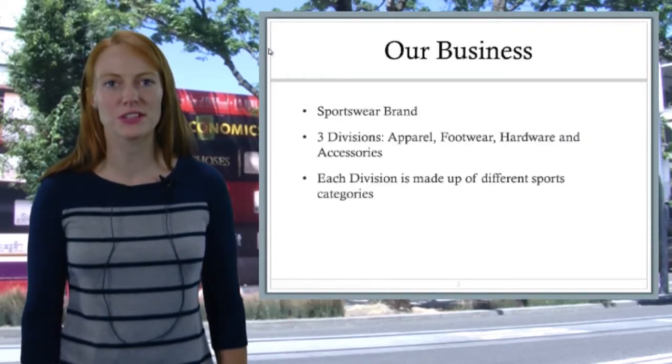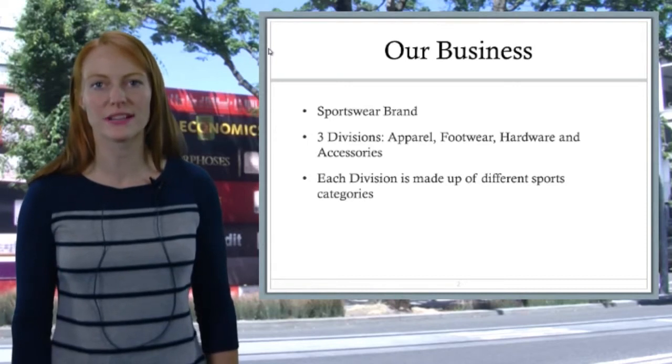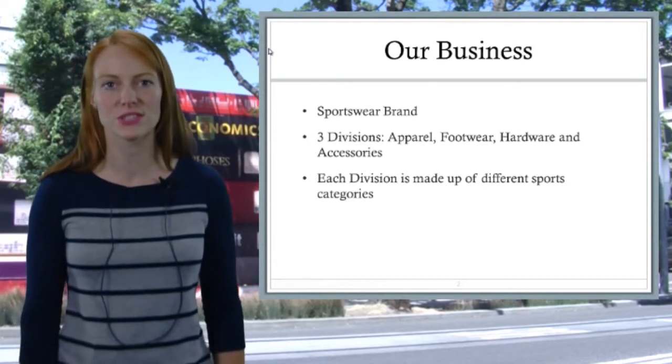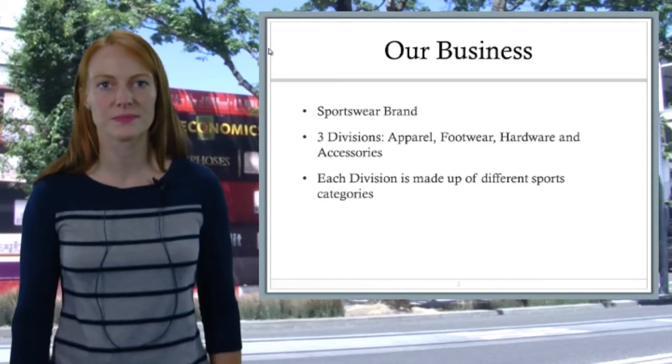Today we're going to talk about our rolling demand plan. So just a quick refresher on our business. We're a sportswear brand. We have 3 divisions: apparel, footwear, and a hardware and accessories division. Each division is made up of different sports categories.